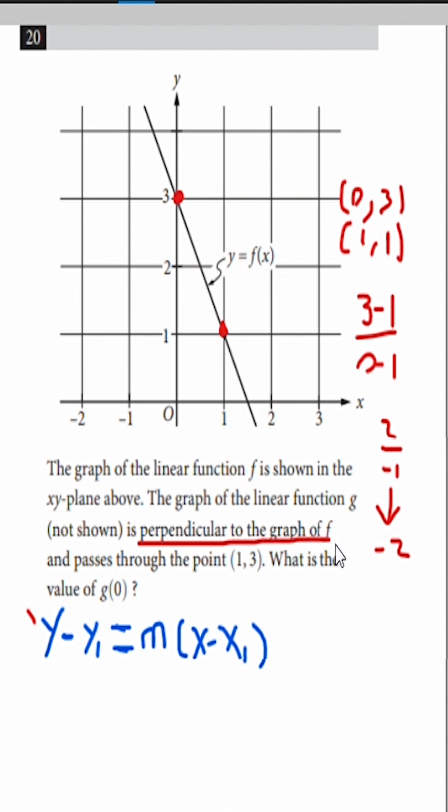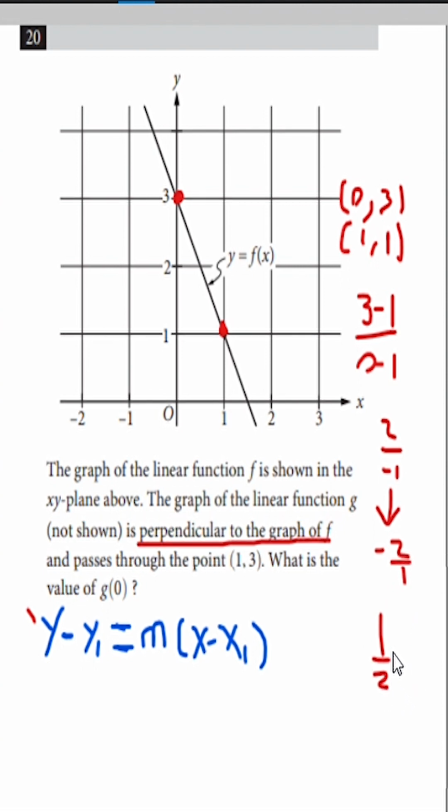When you have something that's perpendicular, you want to find the opposite reciprocal of whatever you have. That means basically flip the sign, so make it positive, and then flip the fraction. Any regular number has a 1 under it. So in this case, my new slope is going to be positive 1/2. This is now my m. In this formula, m is slope.